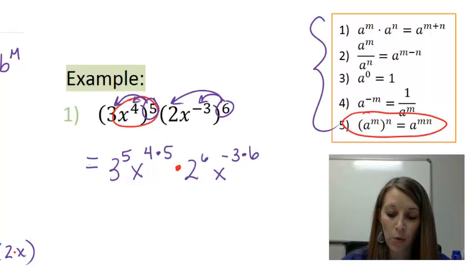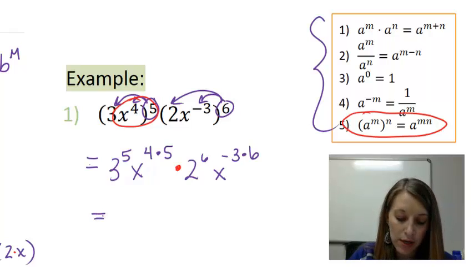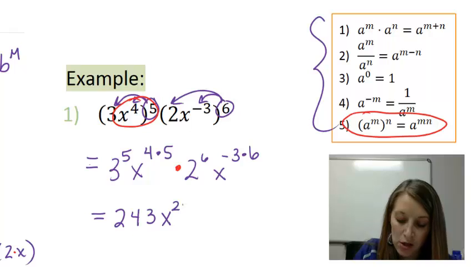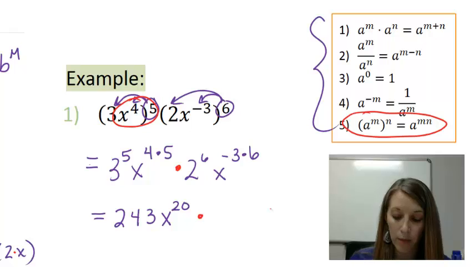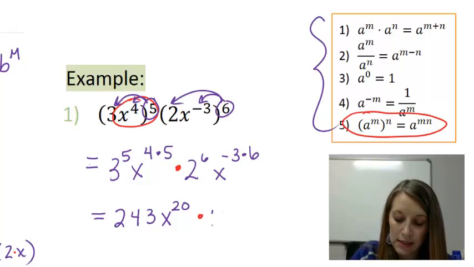Now let me simplify what some of these are. So 3 to the 5th gives me 243. I have x to the 4 times 5, or x to the 20th, times the second part of this problem. 2 to the 6 is 64, and x to the negative 3 times 6 gives me x to the negative 18.